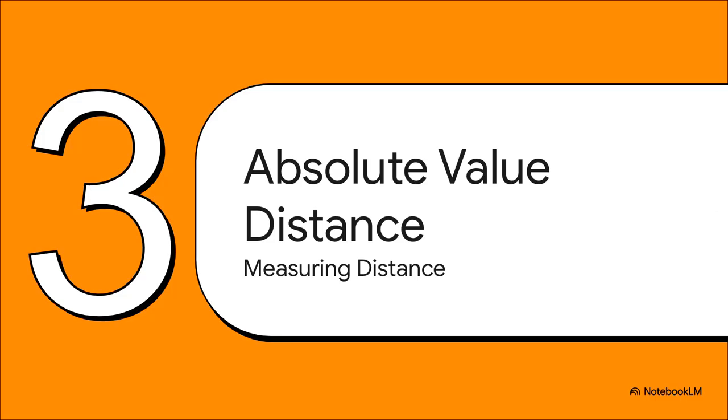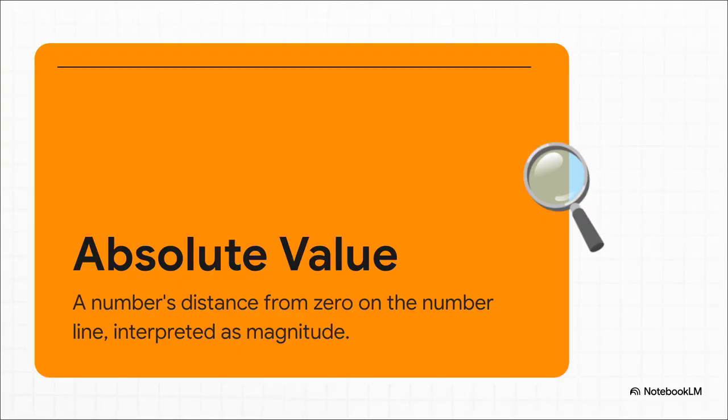Section 3, measuring distance, absolute value. So what if we just don't care about the direction? Like, what if we just want to know how far we traveled? Well, absolute value is simply a number's distance from zero, interpreted as its magnitude. And because it measures pure distance, absolute value is always, and I mean always, positive. Just think about it. You can't exactly walk negative 5 steps, right? You just walk 5 steps. The magnitude is just the raw amount.